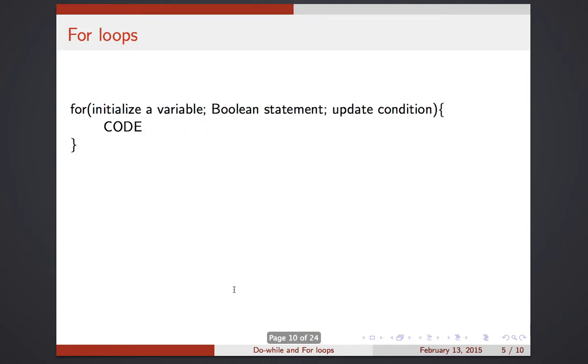So the same thing is true for a for loop. You need to have a statement that the loop is going to check whether or not it's true or false. If the statement is true, the loop continues running. If the statement is false, you break out of the loop. And then you have a third thing called the update condition.